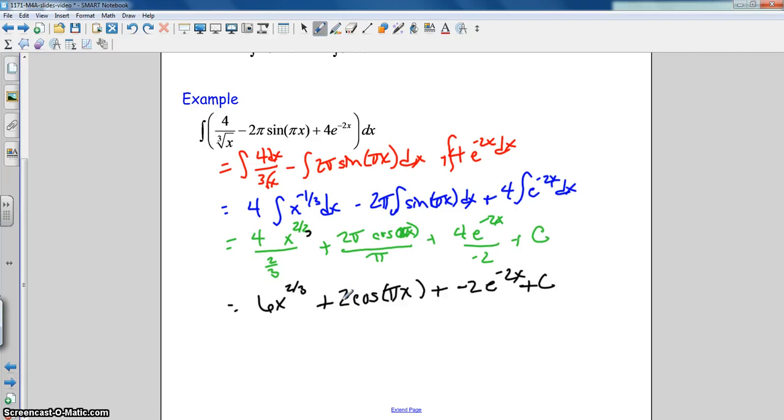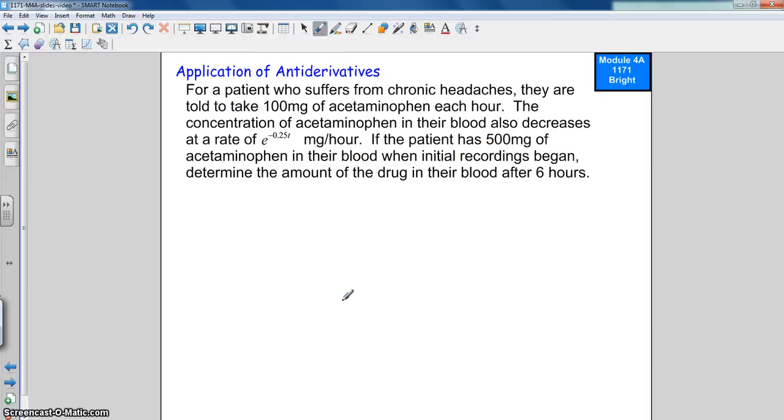Okay, nothing that should be too surprising, since the properties of integrals follow from, or at least these two follow from, properties of differentiation. Okay, the last thing in this module is to do some sort of application with these antiderivatives, so kind of make sense of why we're actually doing this.